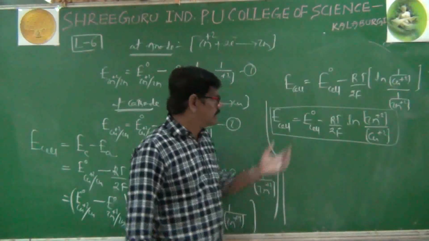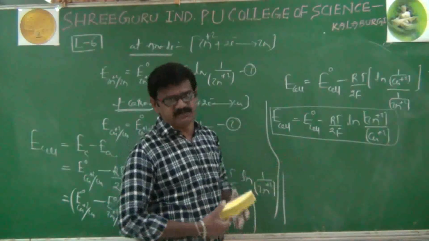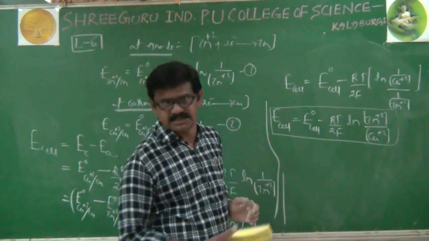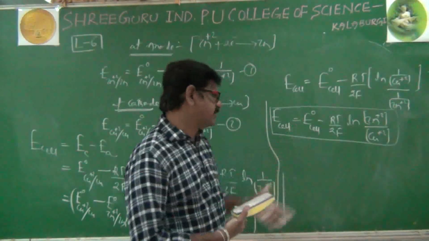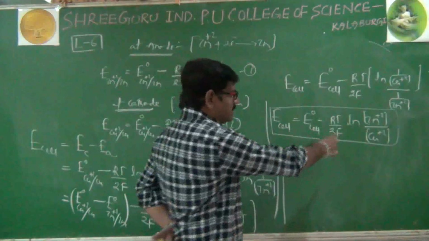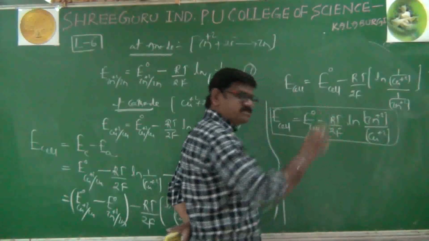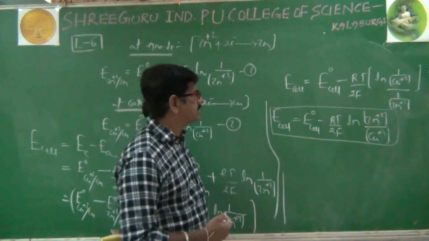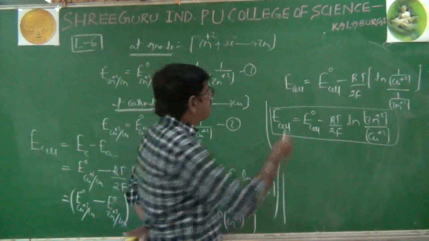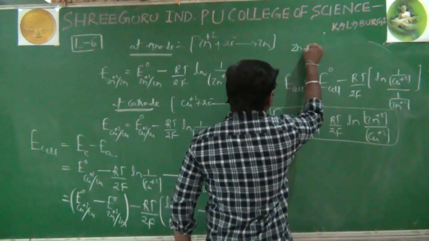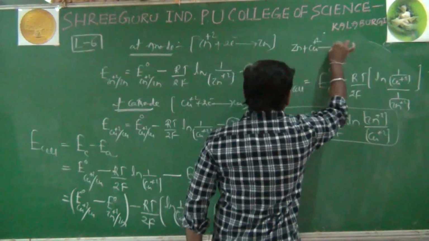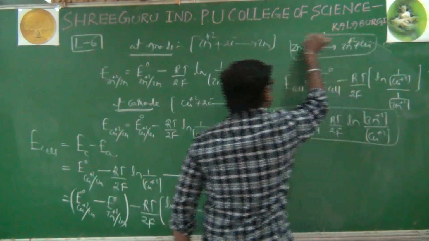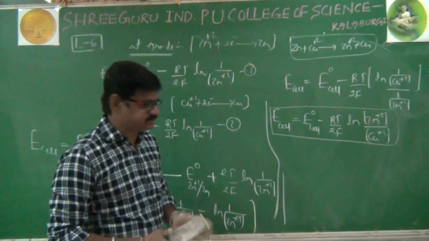Now we will write one common general formula that should be applicable to all galvanic cells. For that purpose, we will just modify this. But before that, for the Daniel cell, where Zn²⁺ is present and where Cu²⁺ is present, we will recall its net cell reaction. The net cell reaction of a Daniel cell is Zn plus Cu²⁺ gives Zn²⁺ plus Cu.